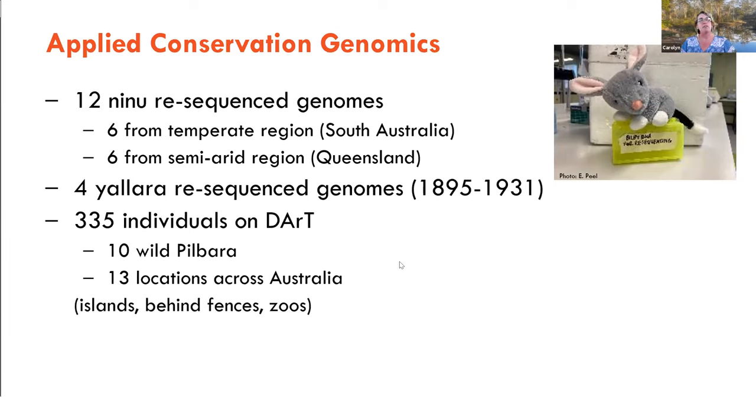In addition to that, we have about 335 individuals that we've done reduced representation sequencing or DART sequencing, 10 from the wild. It's very, very hard to get tissue samples from wild bilbies. That's because you've generally got to run them down with a hoop net. They don't tend to like traps that much. But we also have it from all the locations where you find bilbies on islands, behind fences and in zoos. And so we are now able to compare those populations and show the differences and start to help managers make better decisions about where they should be sourcing animals from for different translocations.